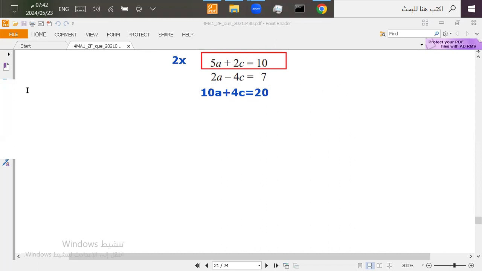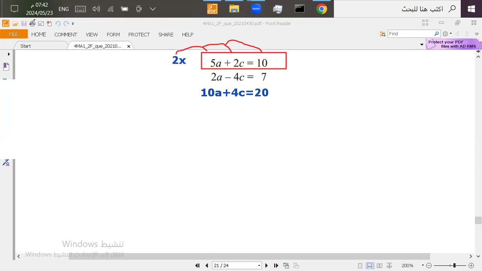So when you multiply, you have to follow the steps and multiply each element alone. It means multiply the 5, and then multiply the 2, and then multiply the 10. 2 by 5 is 10, 2 by 2 is 4, 2 by 10 is 20.